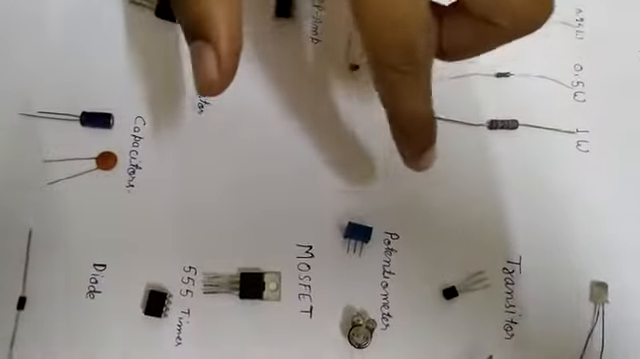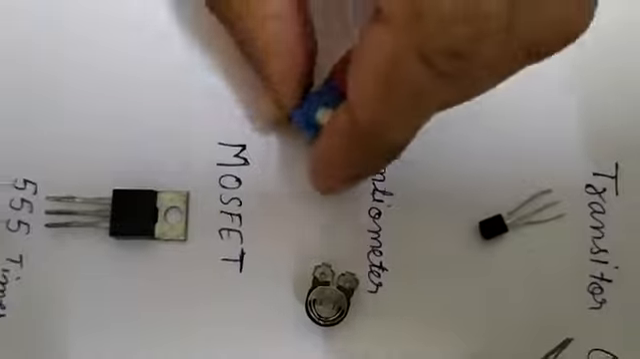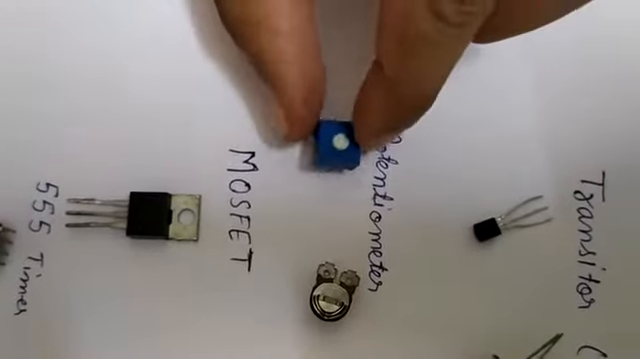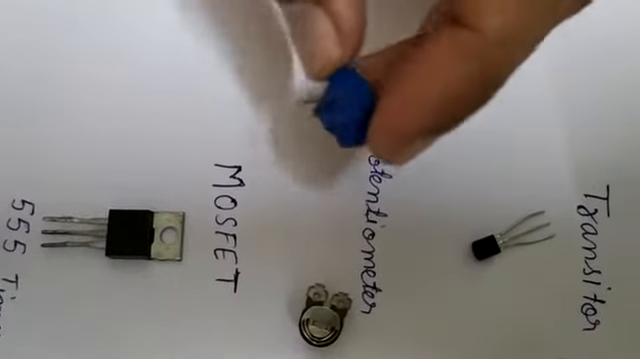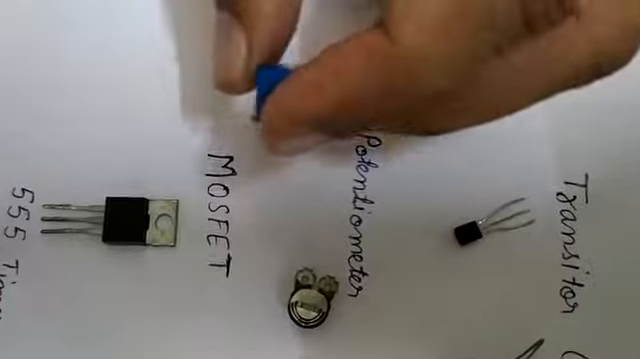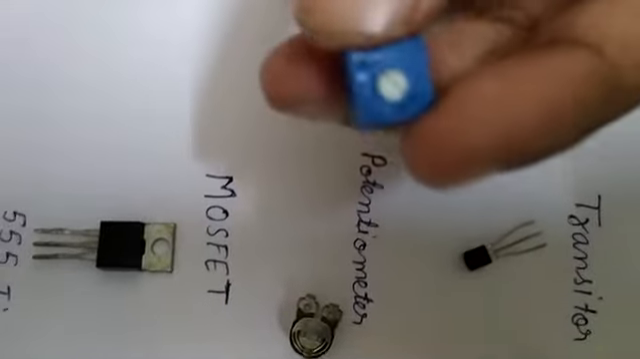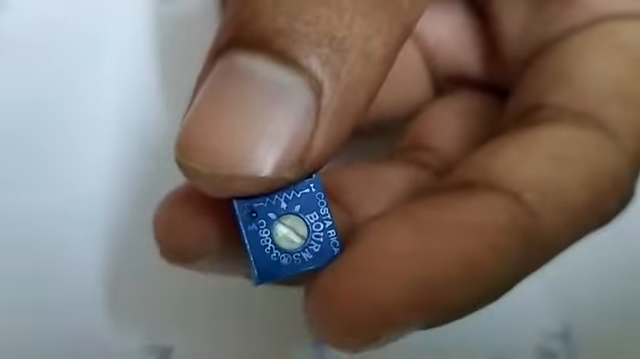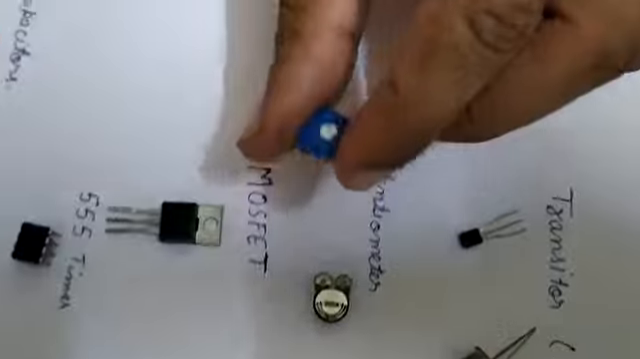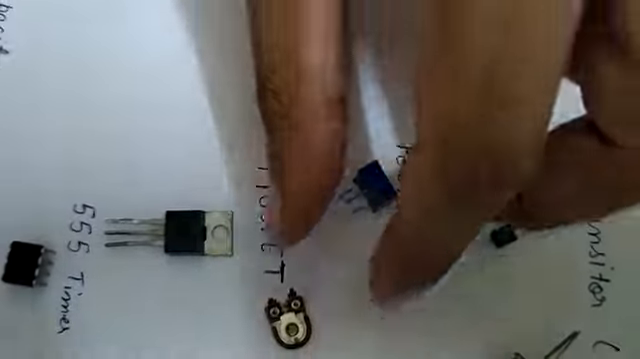Next component is potentiometer. Potentiometer is nothing else, it is a variable resistor. We can vary its resistance, like it has 3 legs, 2 are fixed and 1 is variable. We can adjust its resistance by adjusting this knob on the top of this potentiometer. These both are potentiometers. This is 10K potentiometer and this is 50K potentiometer.